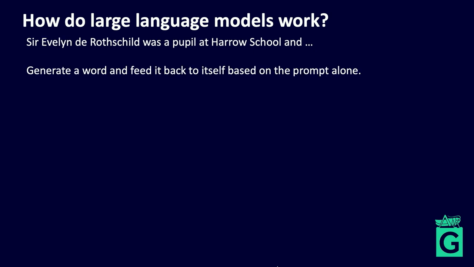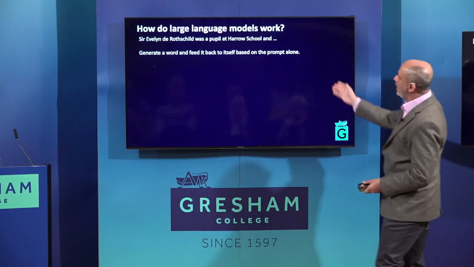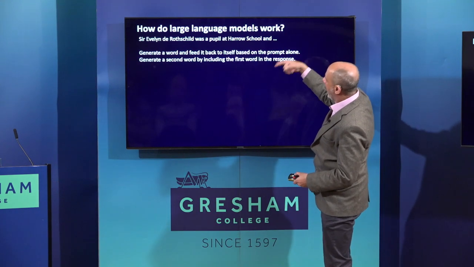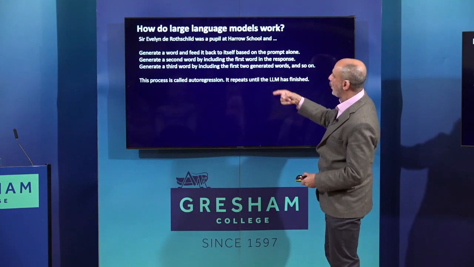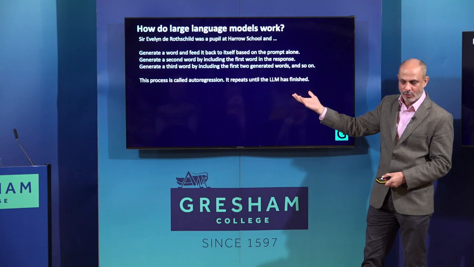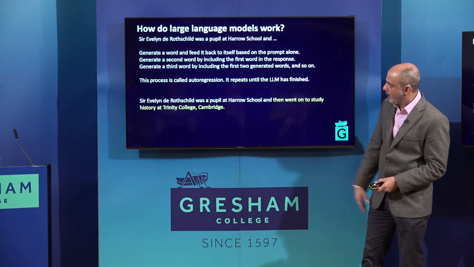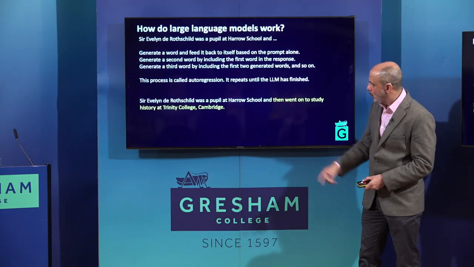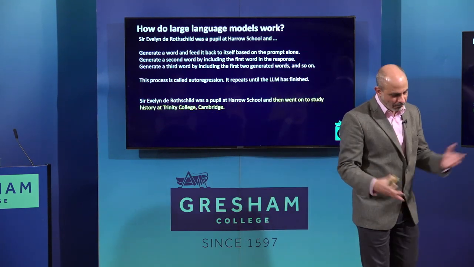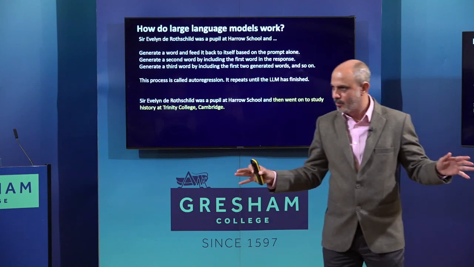So what does it do? It generates a word, feeds it back, then adds that word and generates the next word, and keeps doing this. This is called an autoregressive process. It keeps repeating until the LLM finishes. So here's what it did. Evan Rothschild was a pupil at Harrow School and then went on to study history at Trinity College, Cambridge. Perfect. I mean, the answer is perfectly accurate.